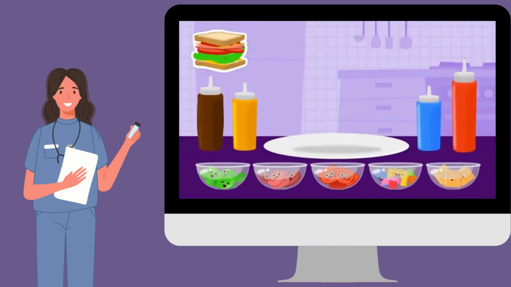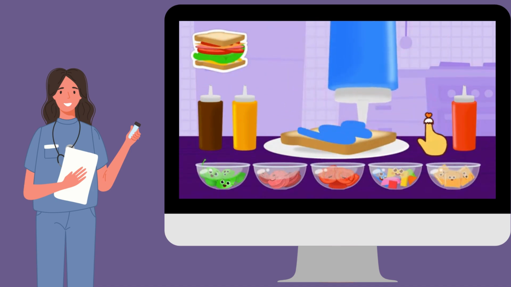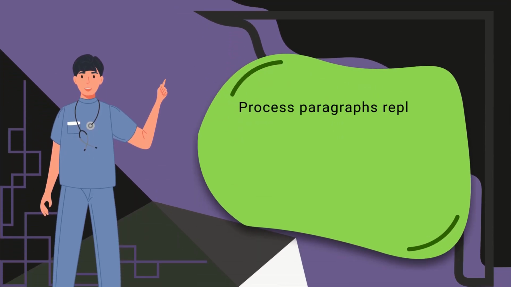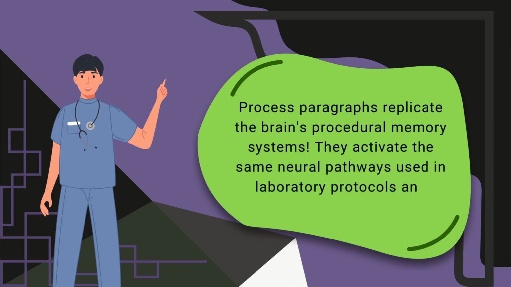In approximately 180 seconds, you have created a nutritionally balanced portable meal unit. Sequential paragraphs replicate the brain's procedural memory system. They activate the same neural pathways used in laboratory protocols and the scientific method.